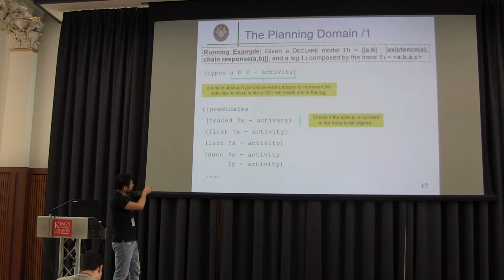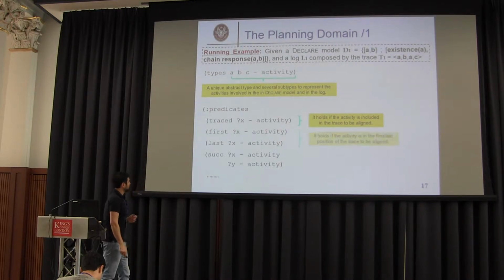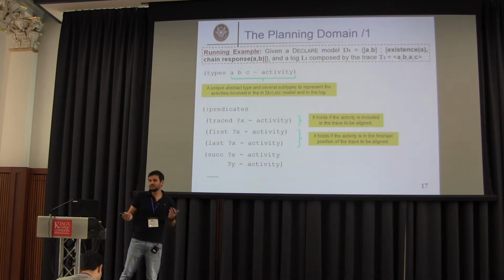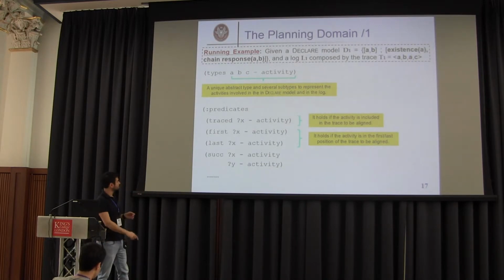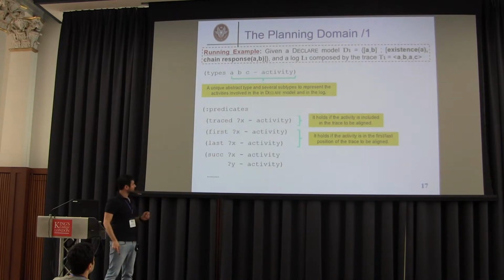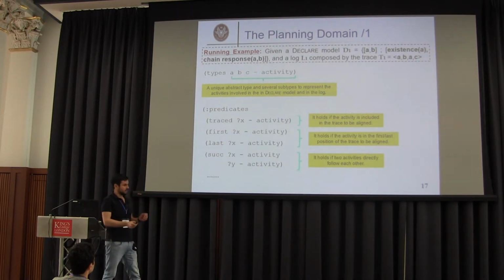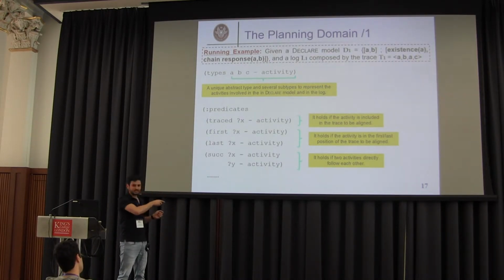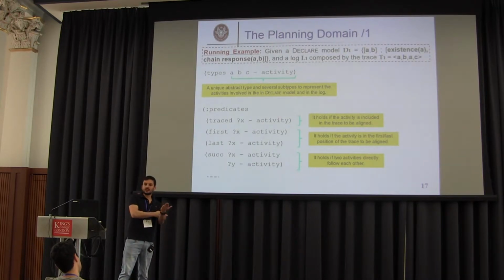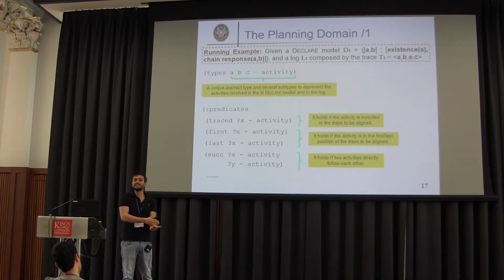First of all, we have the predicate traced. Traced holds if an activity is included in the trace to be aligned. We have two other predicates called first and last that are very trivial. They hold if the activity is the first or the last activity of the trace. And we have an important predicate called succession that is used to build the structure of the trace, to say that an activity comes before another activity in the trace. With this list of predicates, we are able to represent and simulate the structure of the trace.